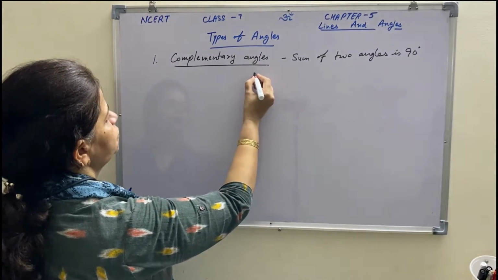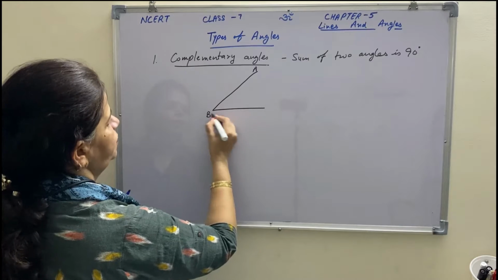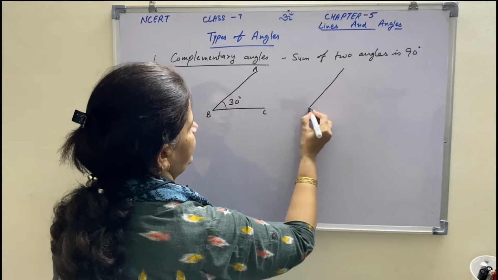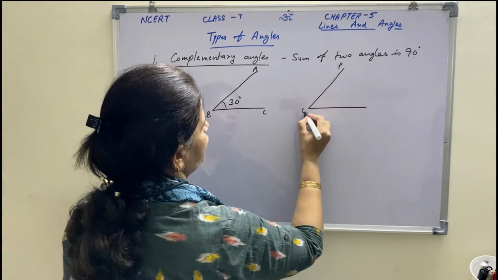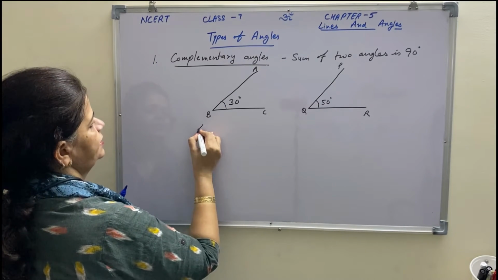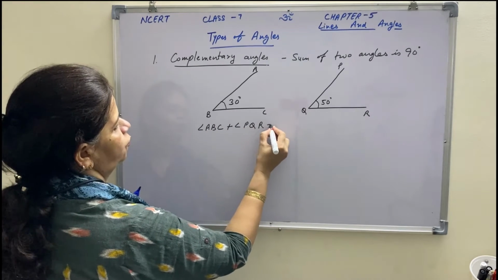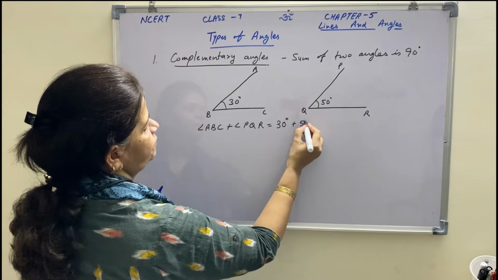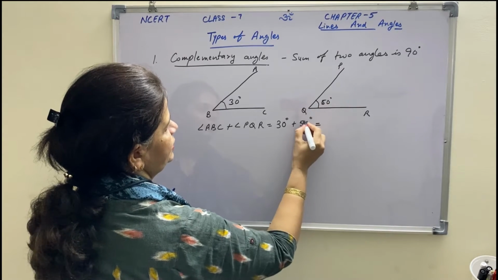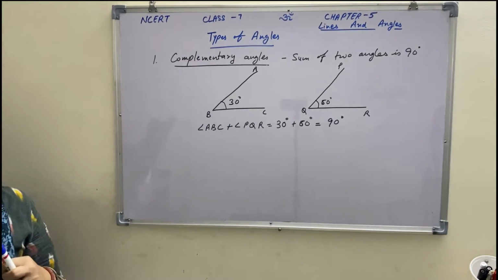Like, suppose we have this angle, let it be ABC, and it is 30 degrees, and another angle, PQR, let it be 50 degrees. If I add these two angles, angle ABC plus angle PQR, which is 30 degrees plus 50 degrees, it is equal to 90 degrees, then these two angles are complementary angles.